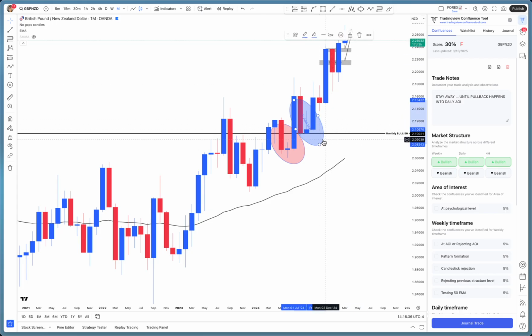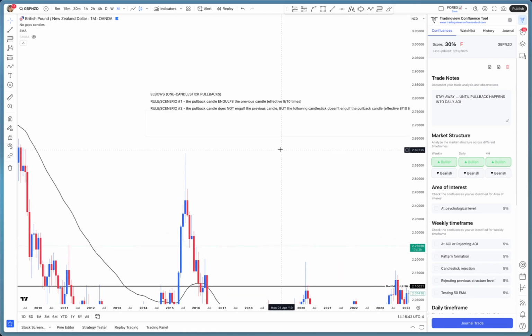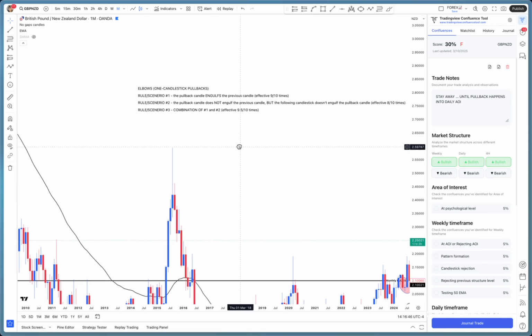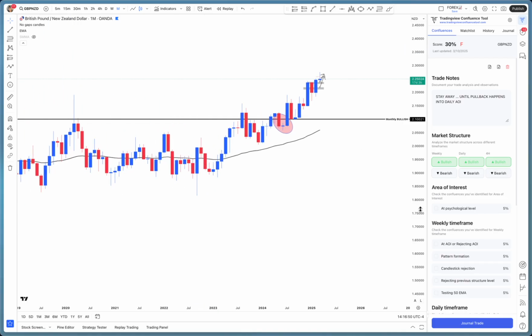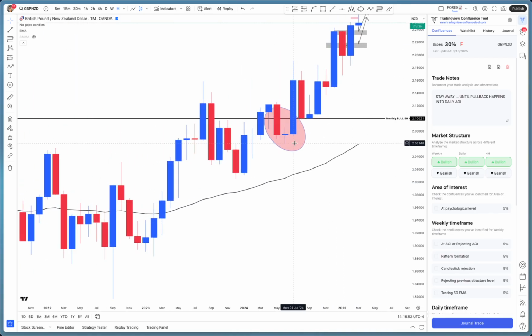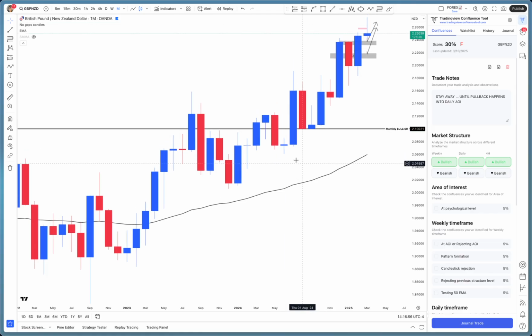Okay. Now, this right here is an example of scenario number three. Scenario number three, we can take a look at it right now, is a combination of number one and number two. And I find this one to be one of the most effective types of single candlestick pullbacks. Okay, now let's take a look at why this is effective and what makes it a combination of the two. Rule number one states that the pullback candle has to engulf its previous candle, which is right here.